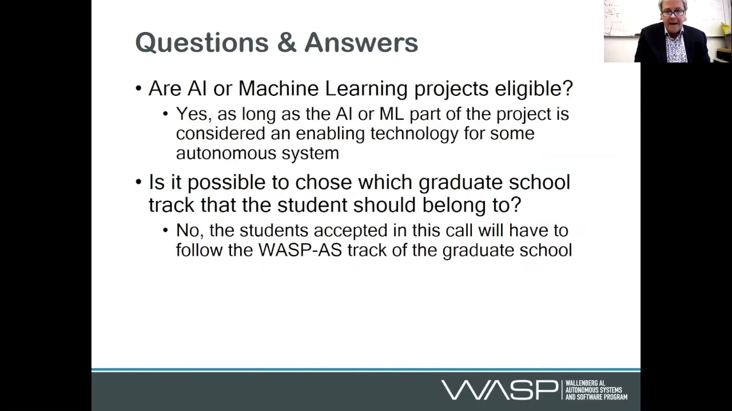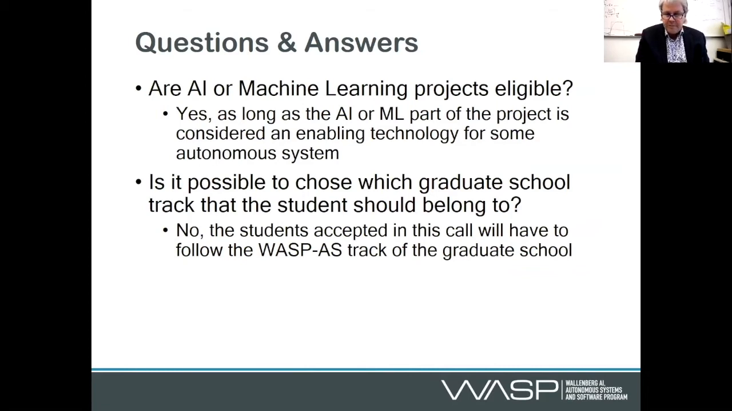Next question, are AI or machine learning projects eligible in this call? Yes, they are, as long as the AI or machine learning part of the project is considered as an enabling technology for some autonomous systems. If you want to do fundamental theoretical research on machine learning and really don't care about the autonomous systems application, then you won't be ranked very high in the evaluation. But if you use some machine learning technique for implementing some autonomous system, then it is perfectly okay.